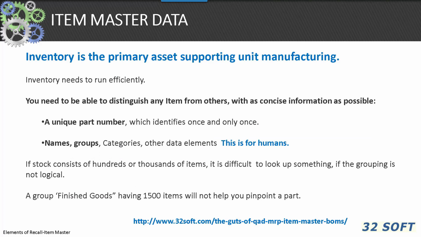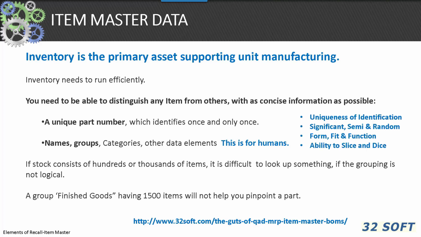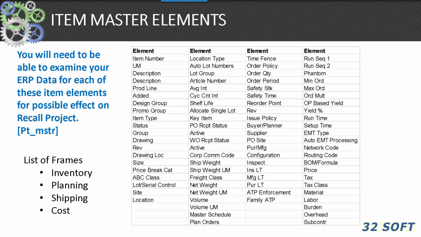The part number is the key to controlling inventory and stock, or what might be called subject to recall. Inventory is a primary asset supporting unit manufacturing. Therefore, inventory needs to run efficiently. That starts with the part number. We've talked about the various criteria for part numbers: uniqueness, identification, different schemas, form, fit, and function, ability to slice and dice. You should look at your item numbers.